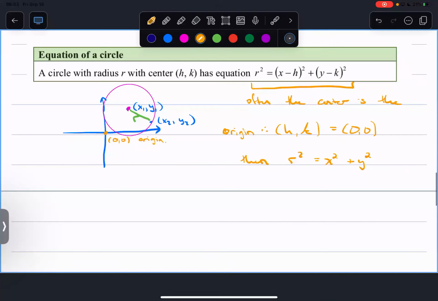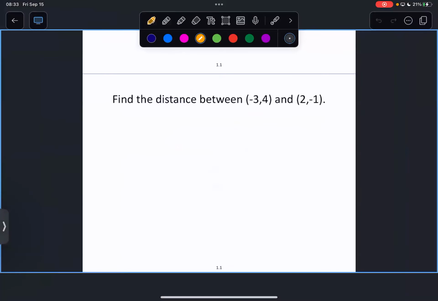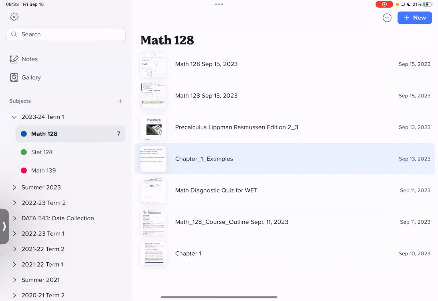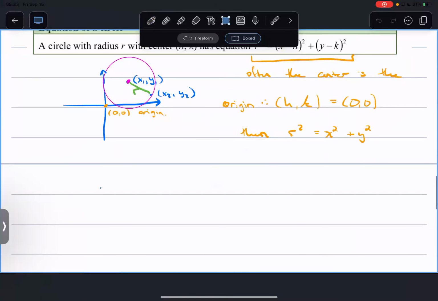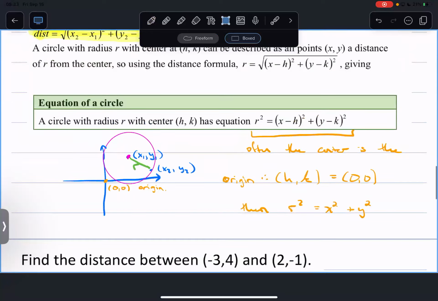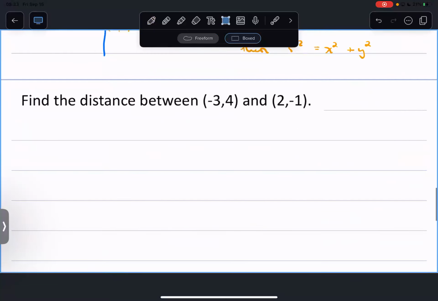Okay. What are those examples? Let's find the distance between 2 points. And I'll grab that distance function for you because it's above here. There.